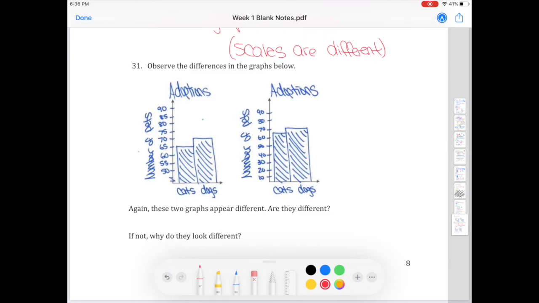And then the last question we're going to do is kind of the same idea. Okay, they're both adoption graphs, number of pets, cats and dogs. The first graph looks more significant, but it's literally the same kind of question. The scales are different. This one starts at 50, so it's only showing you this portion of the graph.